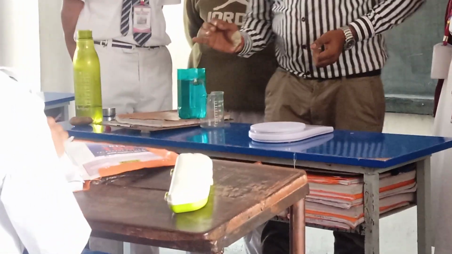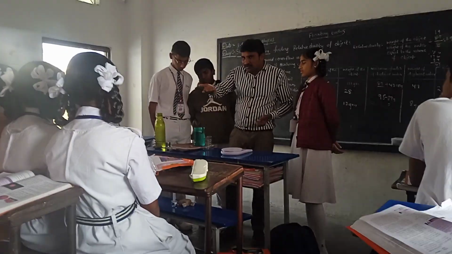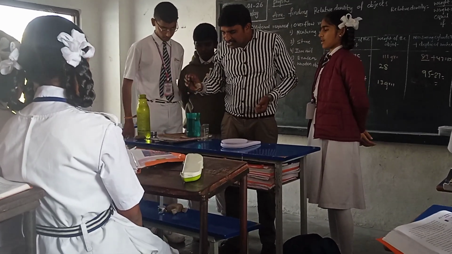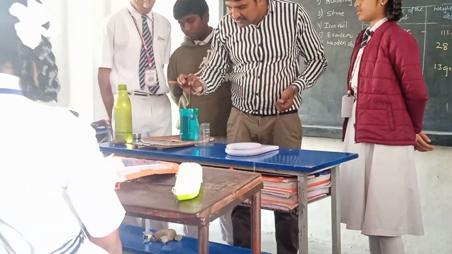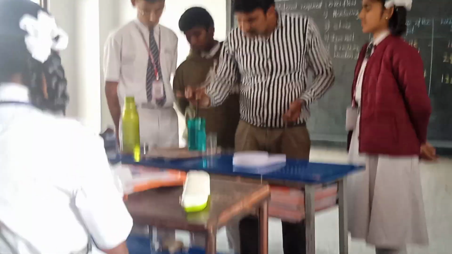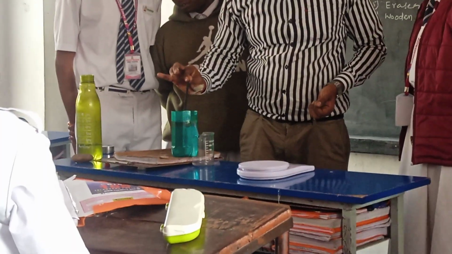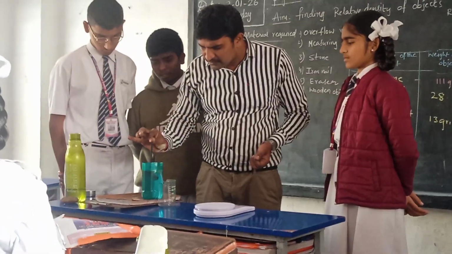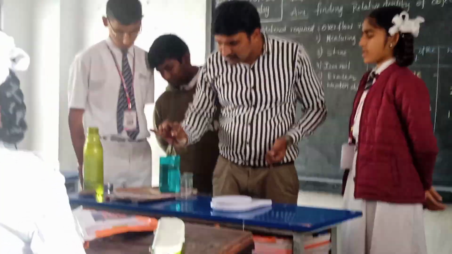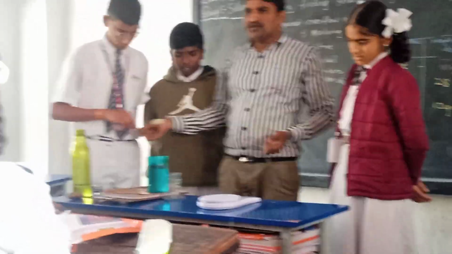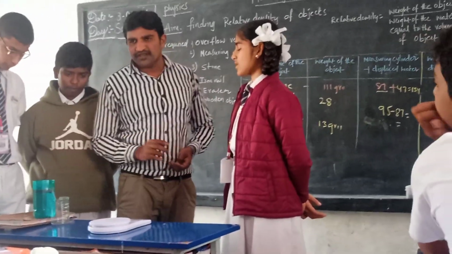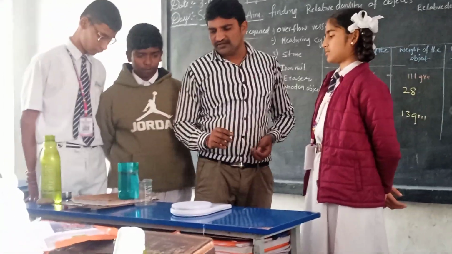It is floating, so only part of the wooden object is submerged. Now get the volume of the water. For that, just do like this. Don't use more force. Okay, this is enough. Next, find the weight of the water with the measuring cylinder.